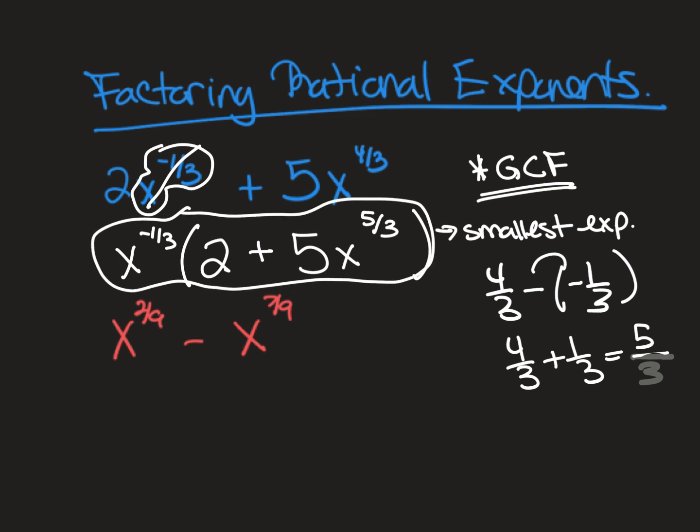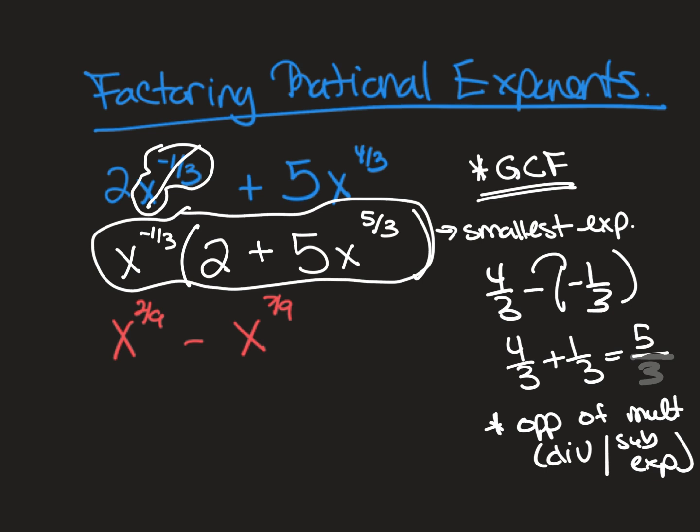Notice it looks like a distribution problem, as it should, because if I distribute it back, I should get back to the original. But remember, factoring is the opposite of distributing, right? It's the opposite of multiplication. We are in fact dividing, which again means we are subtracting the exponents. So let's look at the second example.